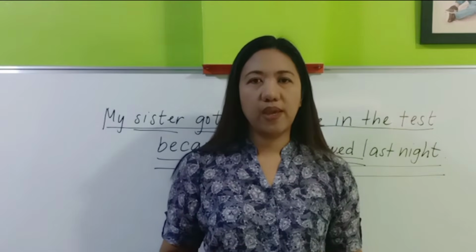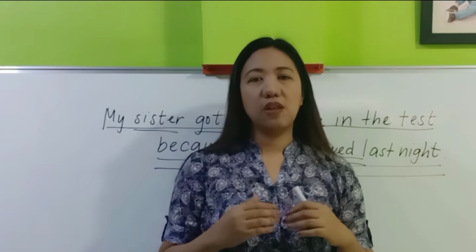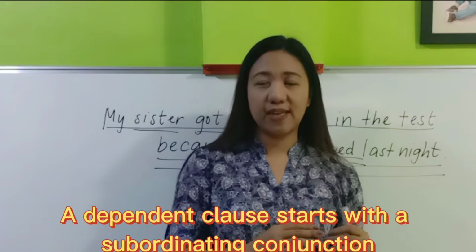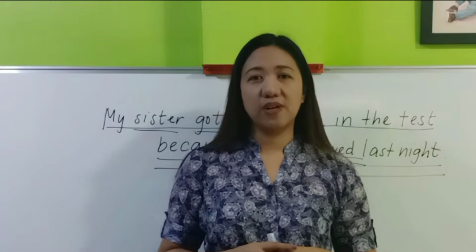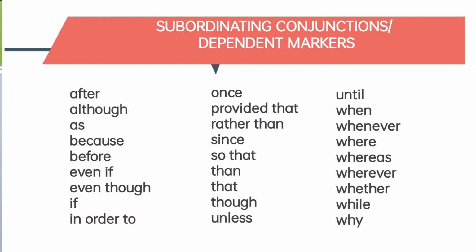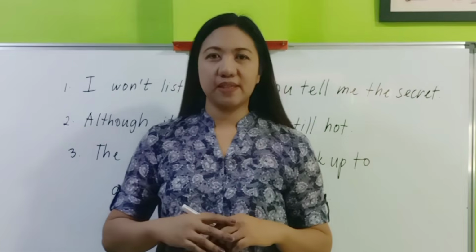Okay. Another way on how to determine a dependent from an independent clause is that a dependent clause starts with a subordinating conjunction or what we call as a dependent marker. We have a lot of dependent markers or subordinating conjunctions. These are flashed on your screen. Examples are after, although, as, because, before, even if, once, until, whenever, where, whereas. Those are all dependent markers. So these dependent markers are being used to start the dependent clause. Kaya nga tinawag siyang dependent marker.